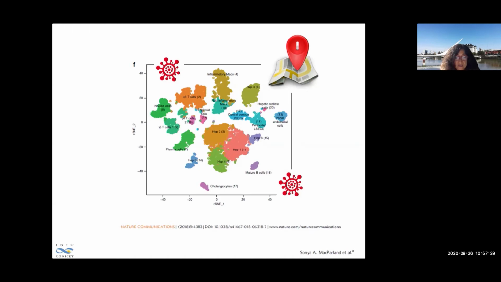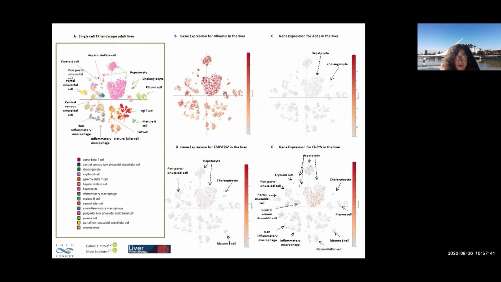We examined the liver expression profiling of host receptors implicated in SARS-CoV-2 infection across the liver cell types from the MacParland database. We focused on ACE2, TMPRSS2, and furin. The analysis showed that the 3 human host receptors are expressed in the liver tissue.